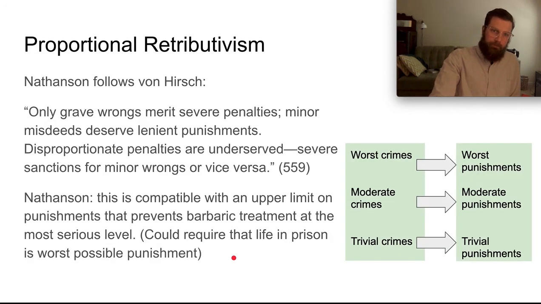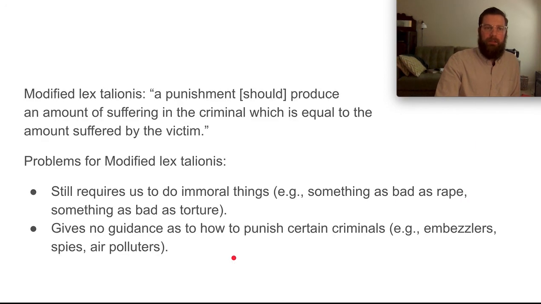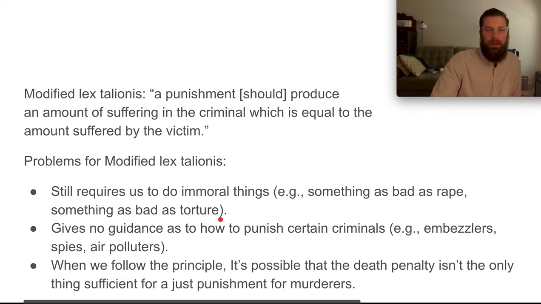So that's the first part of Nathanson's argument. It's basically the thought that lex talionis gives us the wrong advice. It requires us to do immoral things. It gives us no guidance whatsoever, especially when we're thinking about crimes where no harm is identifiable.